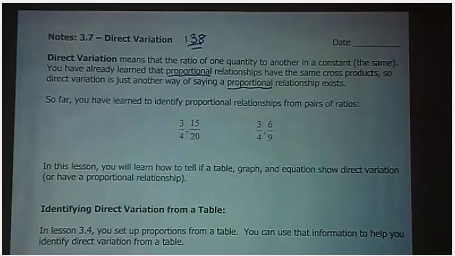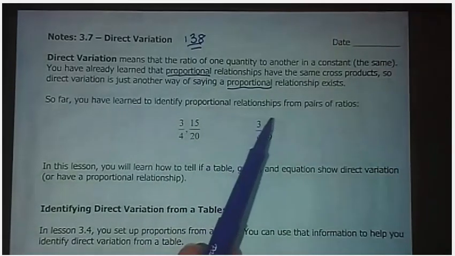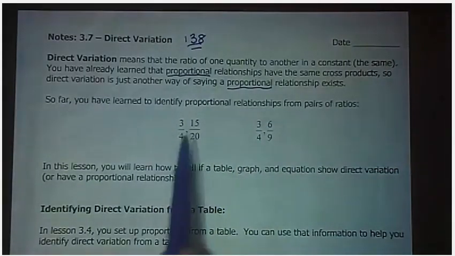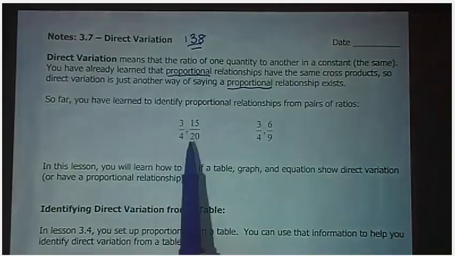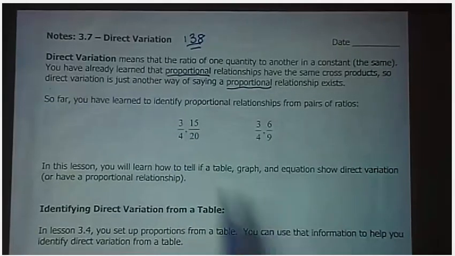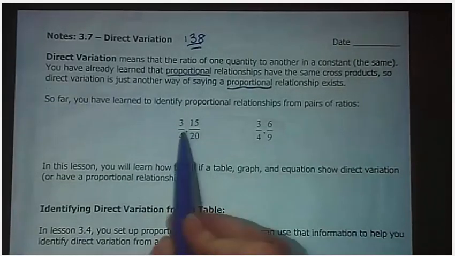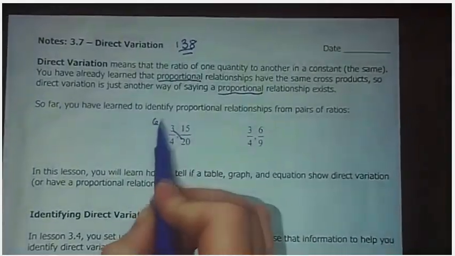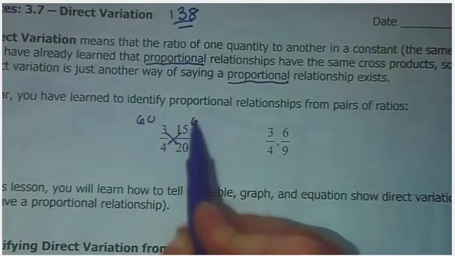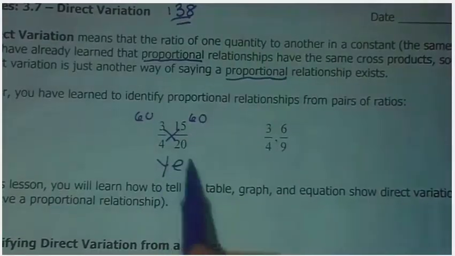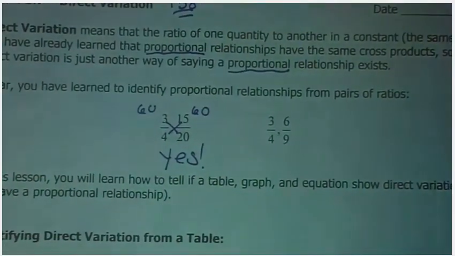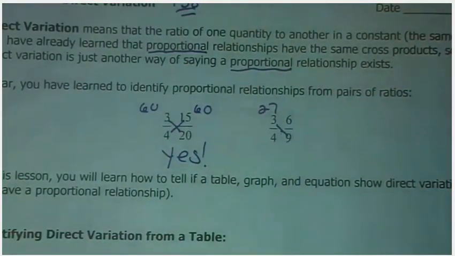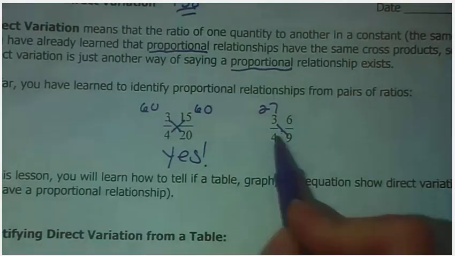So far, you've learned to identify proportional relationships from pairs of ratios. Remember, our favorite way to do this is cross products. You might like to use mental math, but I like to use the cross products. So if you look at this pair of ratios, look at our cross products. 3 times 20 makes 60. 4 times 15 also makes 60. So yes, these two are proportional. Over here, 3 times 9 is 27. 4 times 6 is 24.